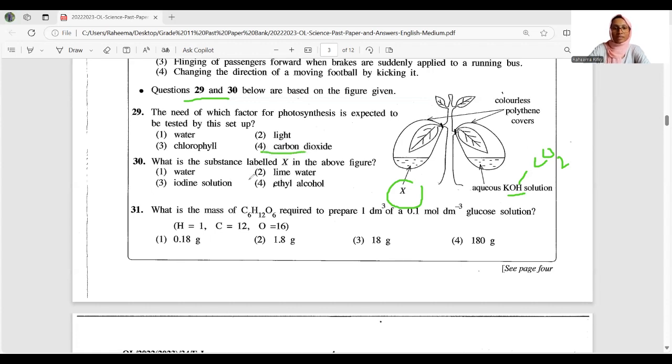30, what is the substance labeled X in the above figure? I told you this acts as a control experiment. For the control experiment, we don't take any other chemicals actually. The neutral substance we take: lime water, iodine solution, ethyl alcohol, these we can't use because there might be a reaction or there might be an effect on the setup. So we normally use water here. When we are using this setup, we use X as water, to keep it as a control experiment.